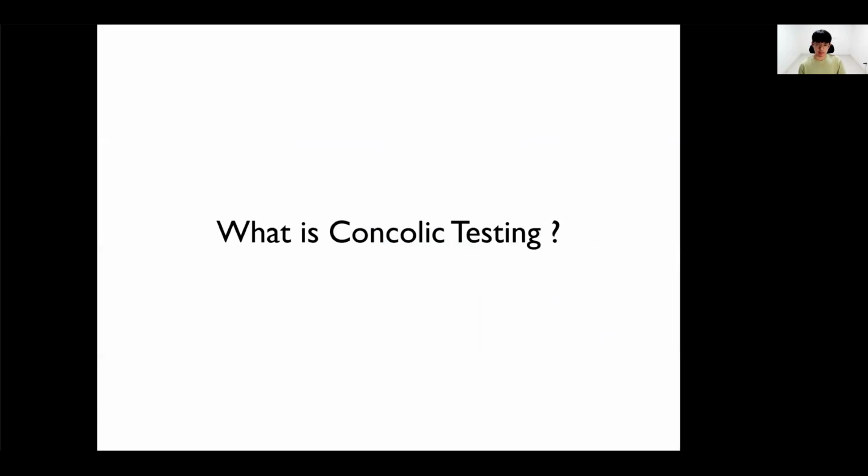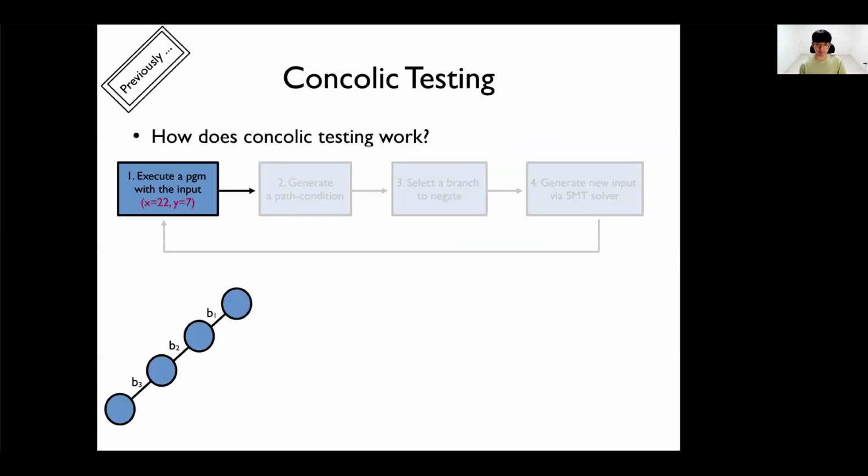Okay, now let's review the concurrent testing we learned last time. Concurrent testing systematically and automatically generates test cases by repeating the following four steps. First, it executes the target program with an initial random value such as X of 22 and Y of 7. And suppose that there are three branches, B1, B2, B3, exercised by executing this initial input.